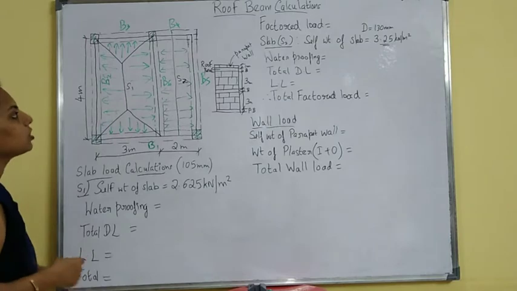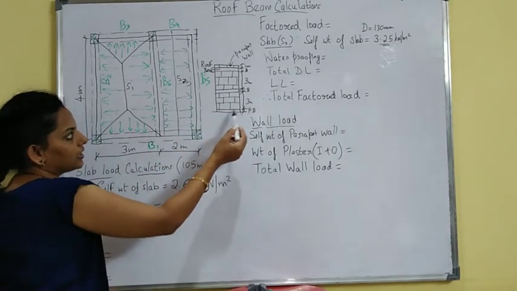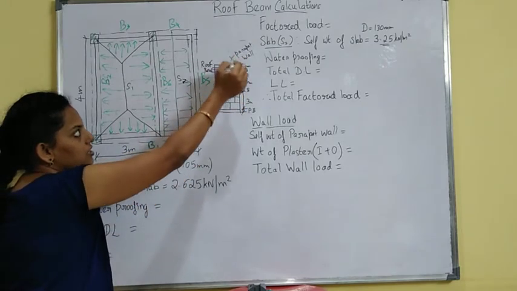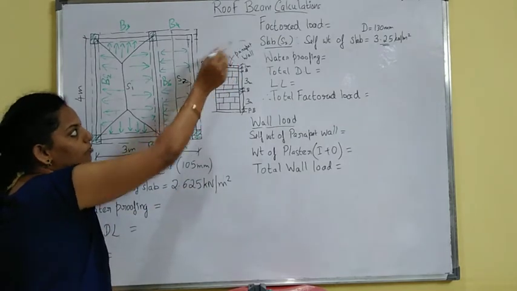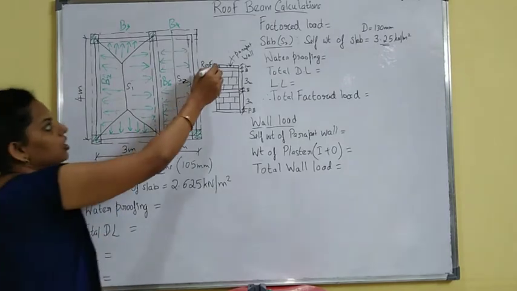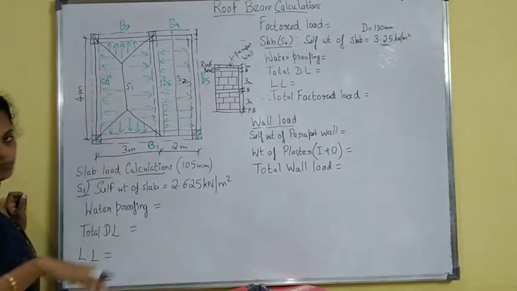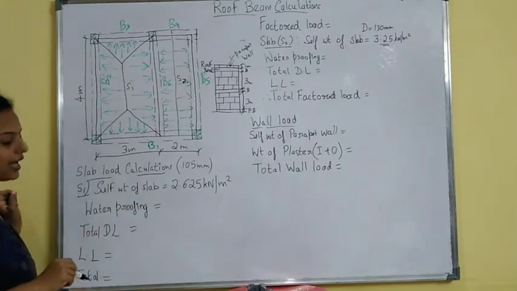Okay. So for that roof beam, this is your residential building and this is your roof beam. Above the roof beam we have just a parapet wall. So we have to take the weight of the parapet wall along with the weight of the slab for this roof beam. We will see step by step. This is your similar beam layout plan, and the first step is the slab load calculation.